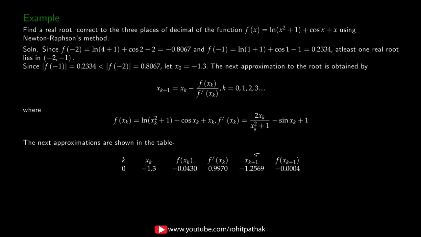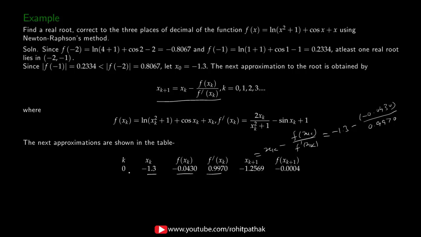Then how to find xk plus 1? xk plus 1 is very simple: xk minus f of xk divided by f dash xk. So -1.3 minus -0.0430 divided by 0.9970. This is xk plus 1. So to find xk plus 1, you have to use these three values in this formula. Here we get -1.2569 and the value of the function is -0.0004.